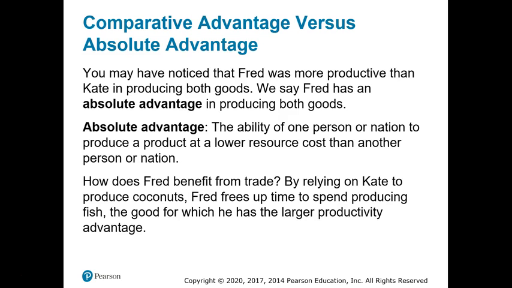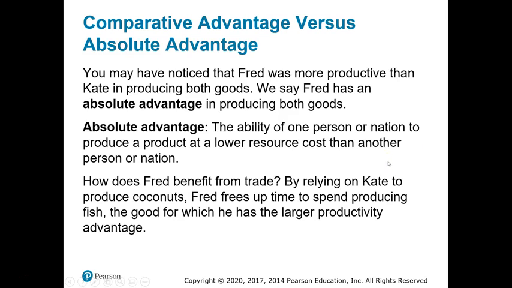You may have also noticed that Fred has more production than Kate in producing both goods. So we say Fred has an absolute advantage in producing both goods. He doesn't really need Kate, but it helps when we're dealing with trade. So how does Fred benefit from the trade? By relying on Kate to produce those coconuts, it frees up his time, allowing him to produce more fish, the good for which he has the larger productivity advantage. He can now make more profit. He could actually trade with other countries. So it's a win-win for everybody.